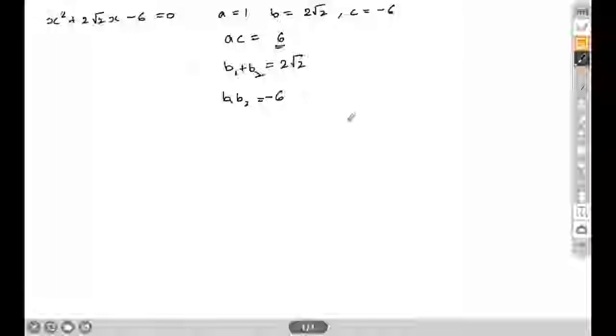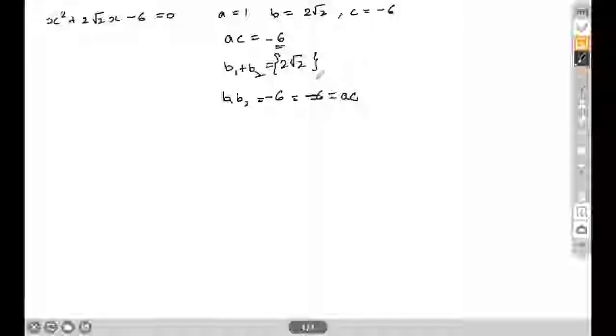Okay, now if you see, there is an irrational term here. 2 root 2 is an irrational number. But b1 times b2 is equal to ac, which is negative 6. So we have to split 2 root 2 in such a way that the product is rational. Now how can that be possible, that a sum of two numbers is irrational but product is rational? That can be possible only when you eliminate the irrational part, and that is possible only when I multiply root 2 by at least root 2.